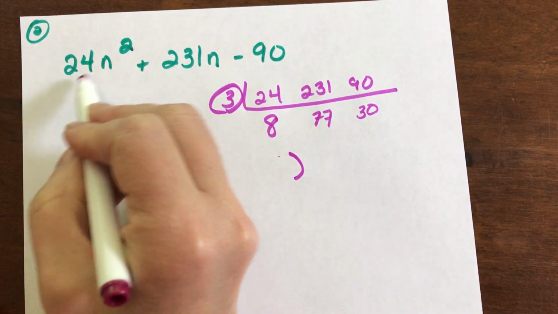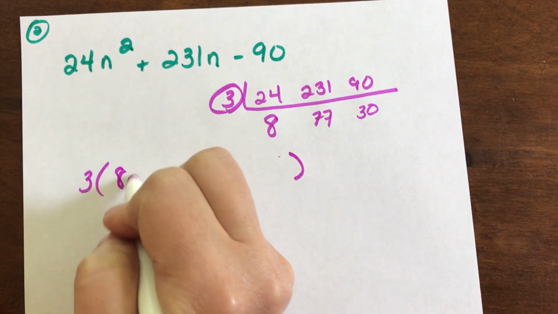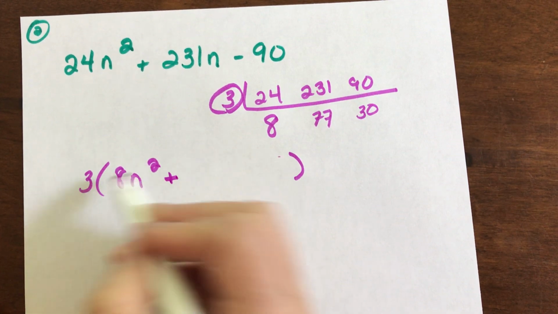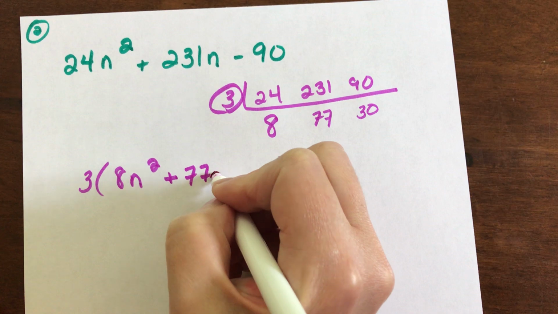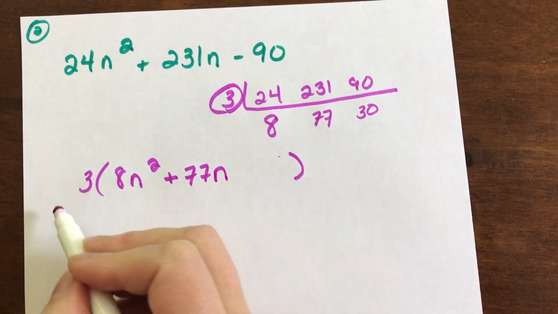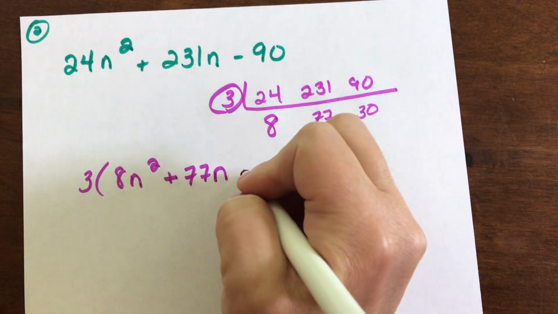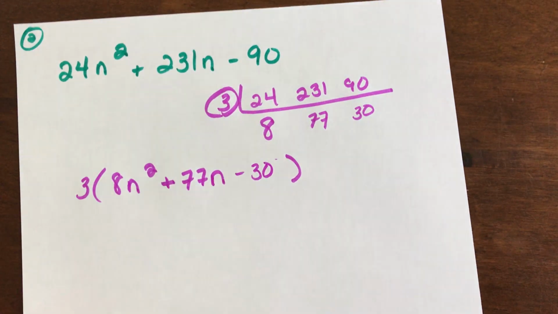So 3 times what is 24n squared? That's going to be 8n squared. Plus 3 times what is 231n? Well, right here. Got it right there. And then 3 times what is negative 90? That is going to be a negative 30. Okay. All right. Still kind of a big number to deal with.